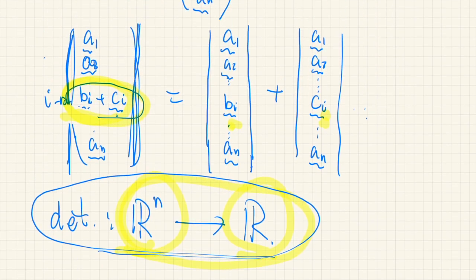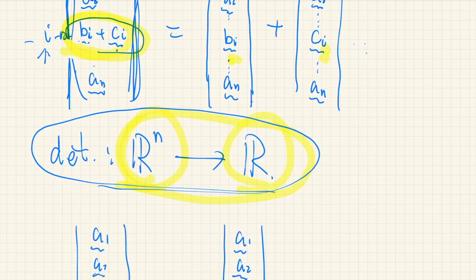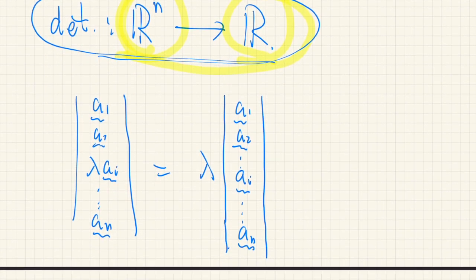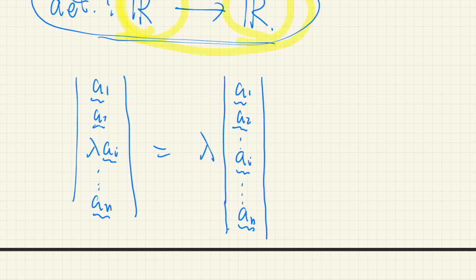And of course, this i can be arbitrary. It can be the first row, second row, or any row. So for any row, this linearity holds. In this sense, determinant is considered as a function of all these n vectors, and for each of these vectors, the linearity condition holds. So we say determinant is multilinear in this sense.